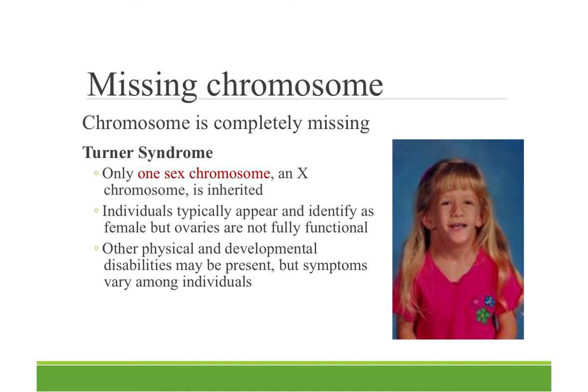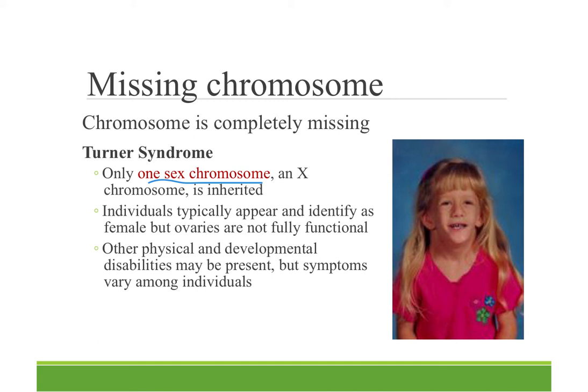And then there can be a chromosome completely missing. The most common, and the only one really that leads to long-term viability that I've read about, is what's known as Turner syndrome. In Turner syndrome, there's only one sex chromosome, and no other. So a person only has an X chromosome, an X0, not an XX or XY, but just an X.